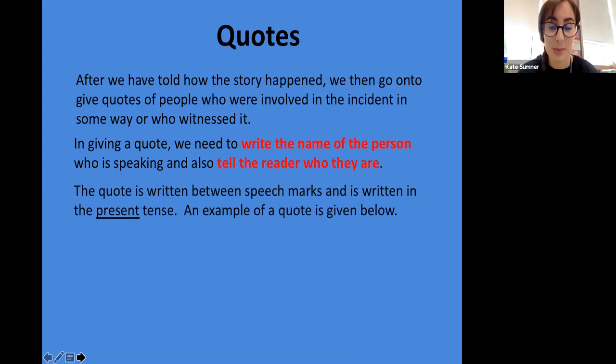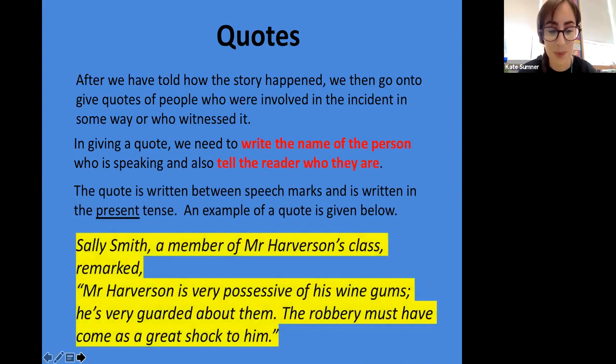Now, this is a bit tricky because the whole of the newspaper article is written in past tense, but the quotes aren't. When you are putting in quotes for your direct speech and your speech marks, it's written in present tense. So for example, Sally Smith, so that's her name, a member of Mr. Harvison's class. So it's told me the name of the person and who they are, so why they're involved in it. She's a member of the class.